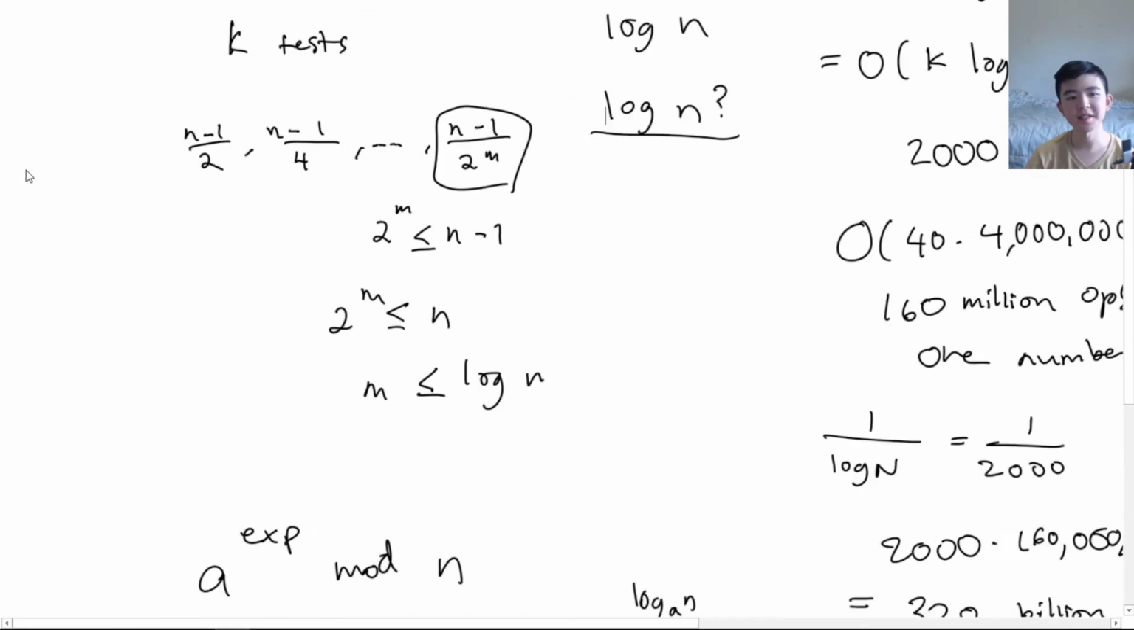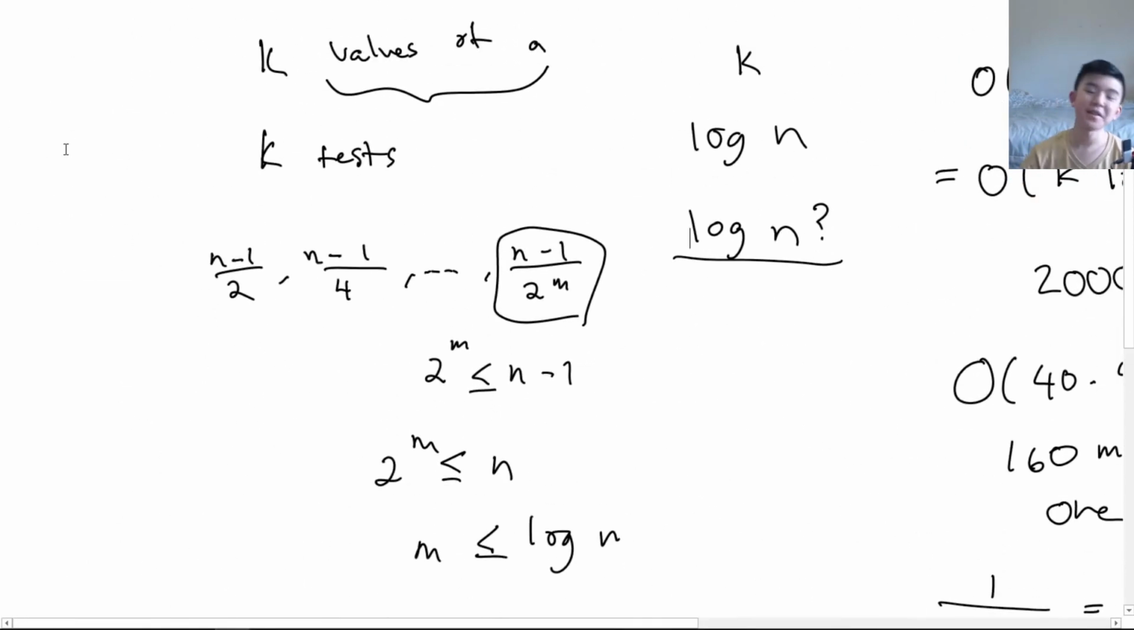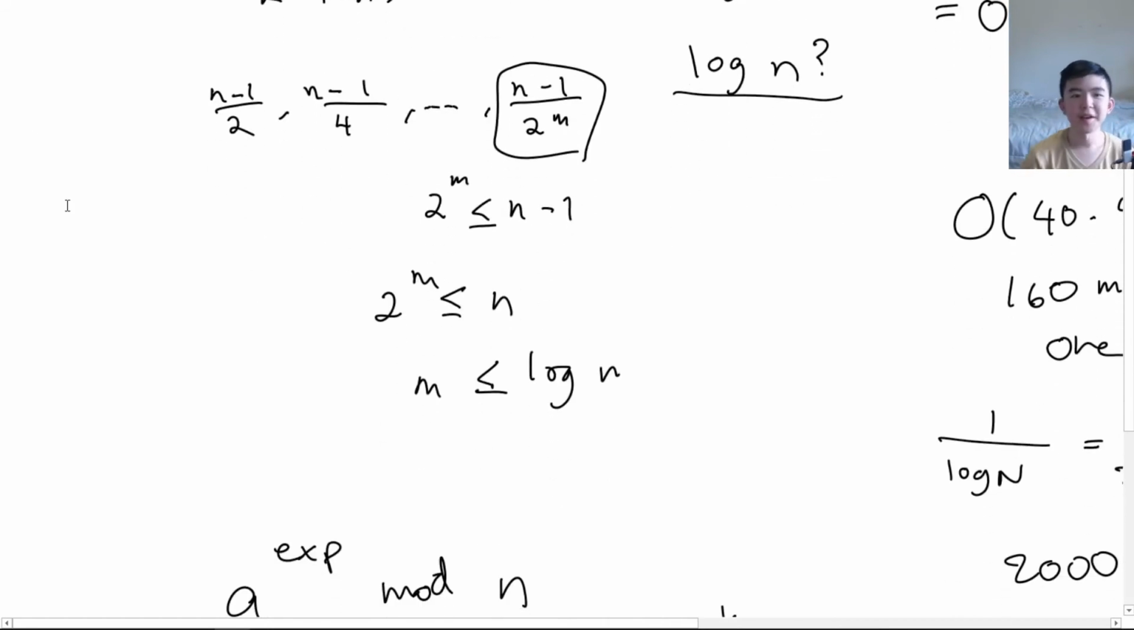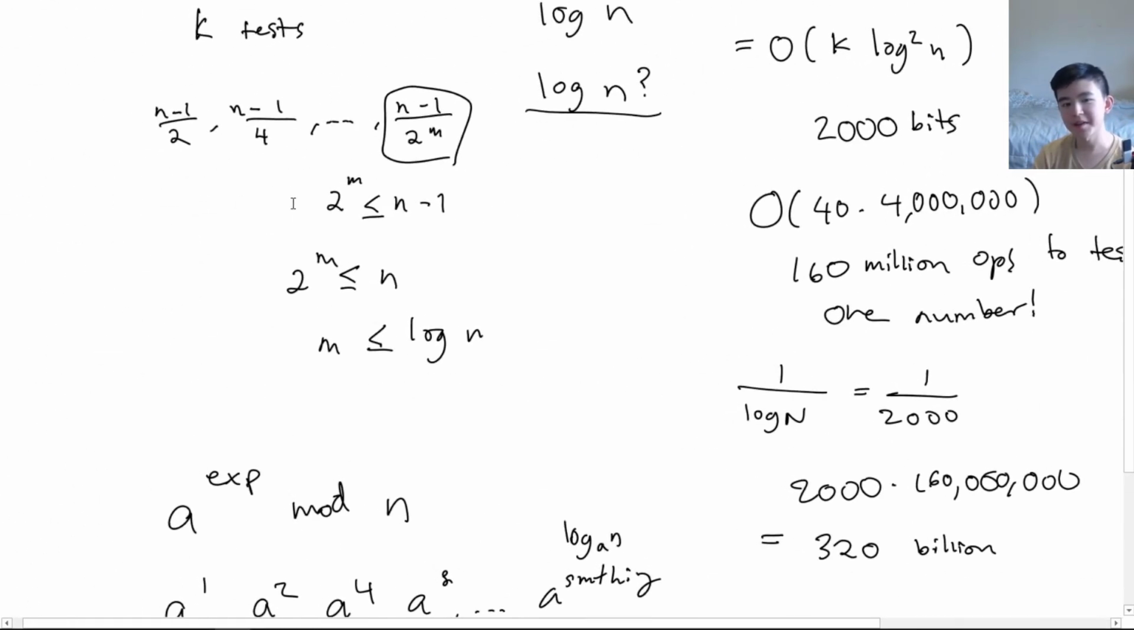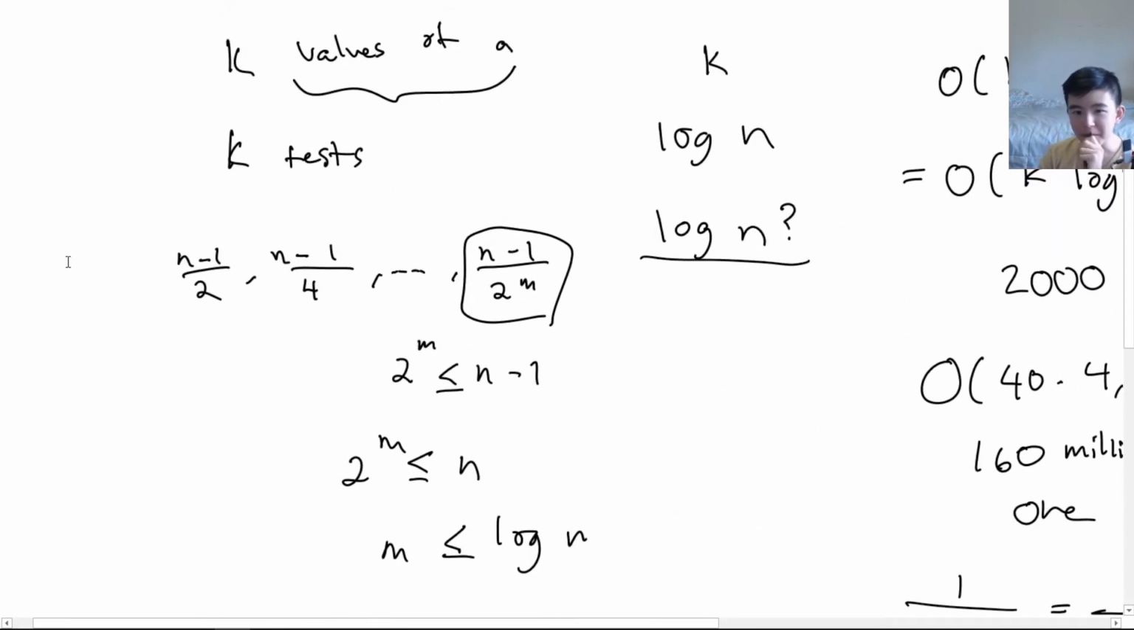Okay, let's rethink this again. There's k values of a. Okay, we already got that. There's log n exponents. Each exponent is calculated in O(1) time. This doesn't make any sense. Calculating exponentiation might not be actually O(log n). It might be, but I'm not sure. Okay, I'm going to trust Wikipedia here, because I don't actually know where I went wrong with this.